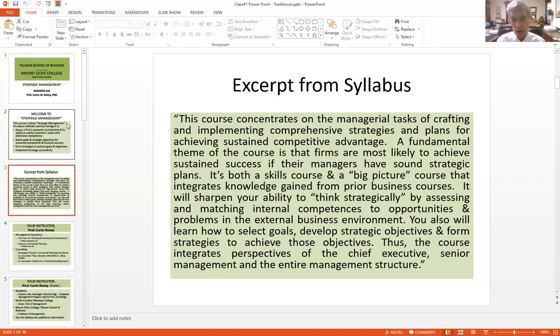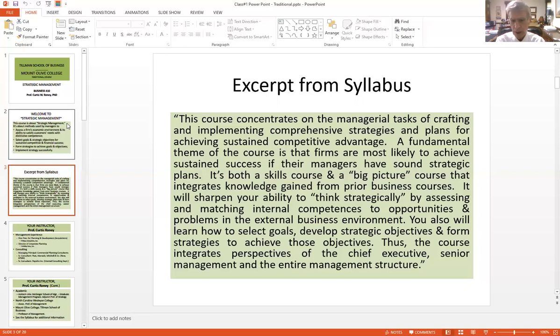I do hope you'll read this little excerpt. It's got a lot of words, but it really summarizes what's in the course. So I'm sorry, but I'm actually going to read it, and please follow along with me. This course concentrates on the managerial tasks of crafting and implementing comprehensive strategies and plans for achieving sustained competitive advantage, not short term, but sustained long term.